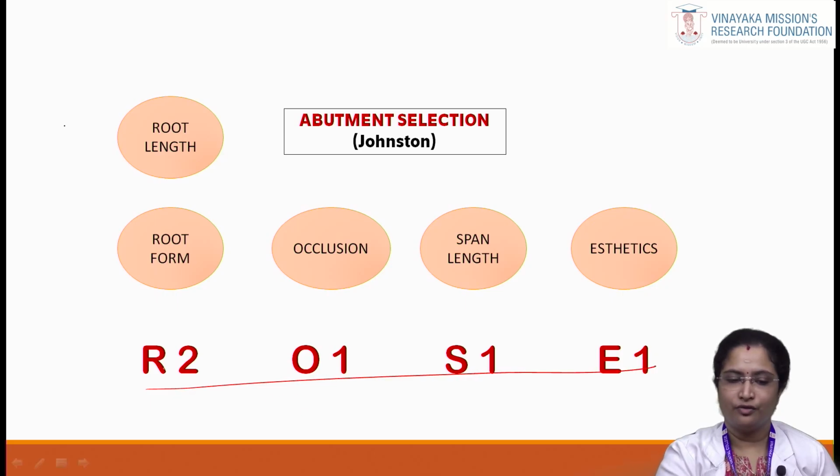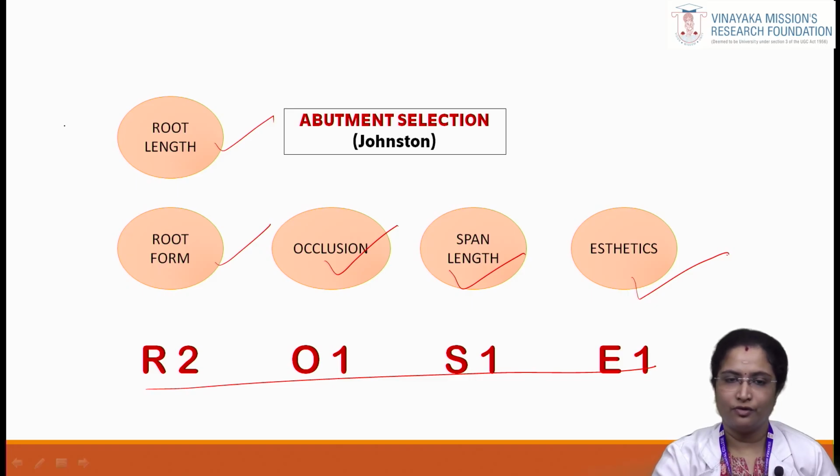Next, the remaining factors will be Rose. In R we have two factors, that is root length and root form. In O we have occlusion as a factor taken by Johnson et al. in selecting an FPD. In S we have span length, and E has one factor, that is aesthetics. So all these factors contribute to the selection of an abutment tooth in an FPD.